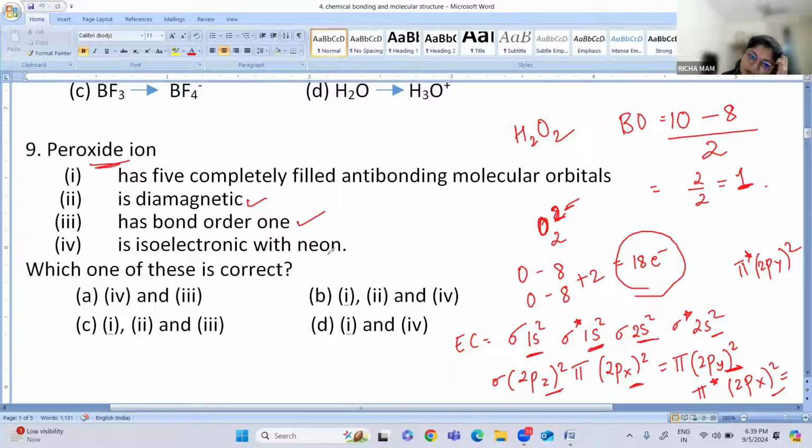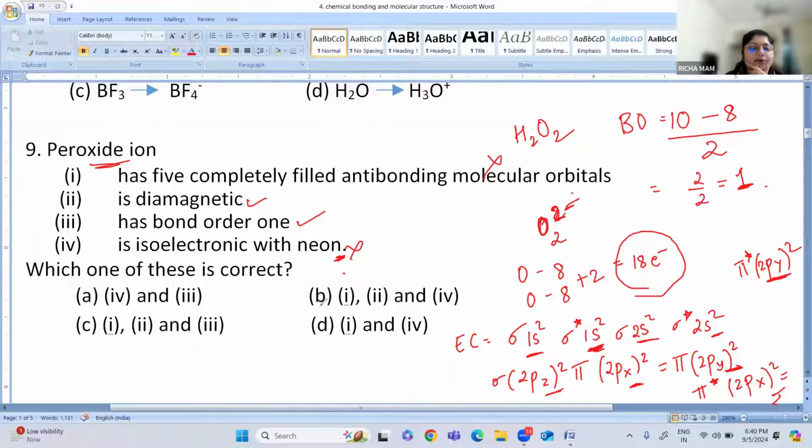It is isoelectronic with neon. What do you mean by isoelectronic? Isoelectronic means the number of electrons is the same as neon. But neon and peroxide ion do not have the same number of electrons. So this is a wrong point. And has 5 completely filled antibonding molecular orbitals. How many antibonding orbitals are there? 1, 2, 3 and 4. Only 4 antibonding orbitals are there. So this is also wrong.